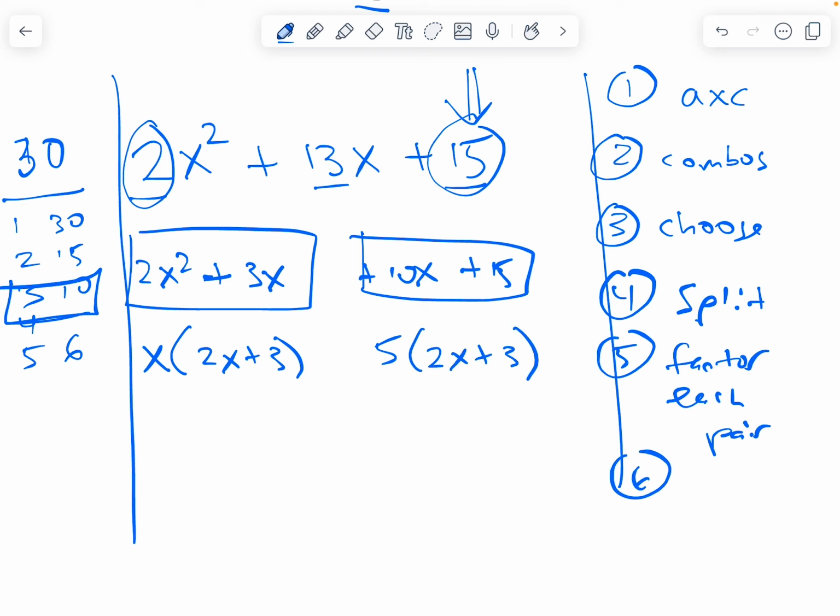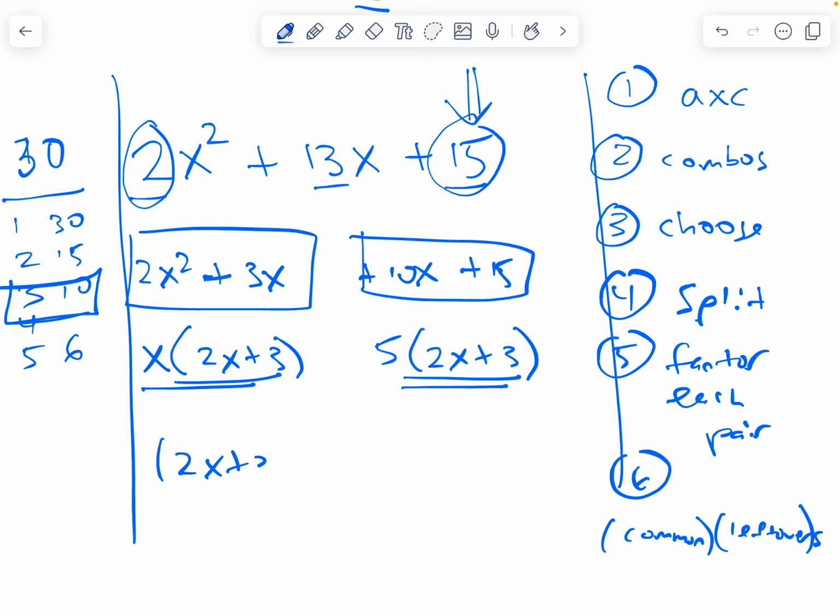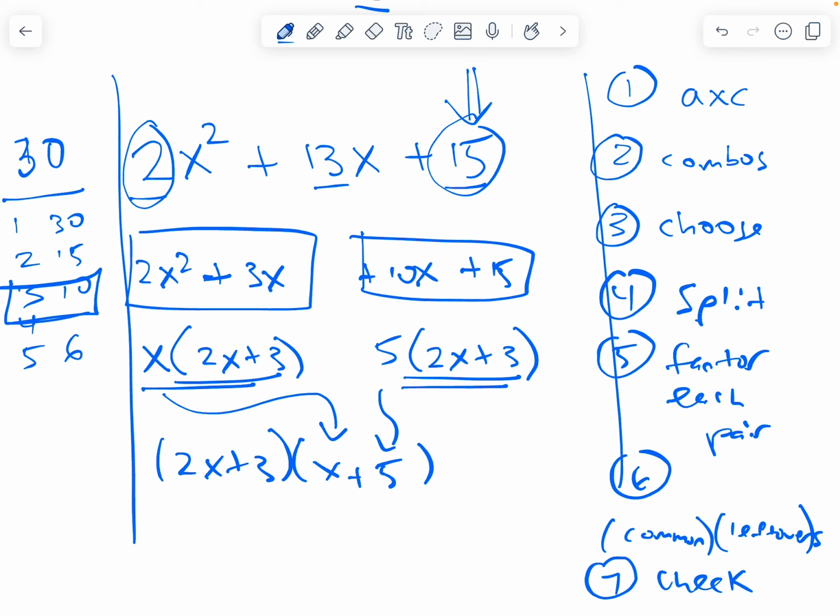And then the sixth step is we're going to do this kind of thing. So this is what they have in common, and this is just going to be the leftovers. So what they have in common, I'm factoring these guys. They both have a common factor of 2x plus 3. And now the x comes in here, and the 5 comes in there. And your last step, which you shouldn't skip, is to check that out. Check it, make sure you did it right.